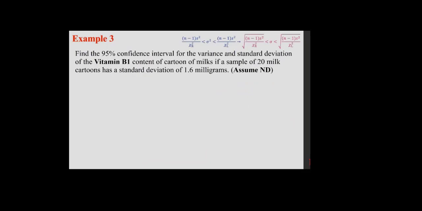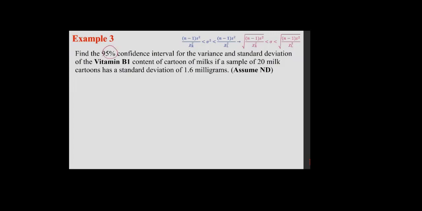Let's find the 95% confidence interval for the variance and standard deviation of the vitamin B1 content of cartons of milk, if a sample of 20 milk cartons has a standard deviation of 1.6 milligrams. Let's first write the given. We are assuming ND, or normal distribution. The very first number is 95%. That's very straightforward. Confidence interval. The next number is 20.